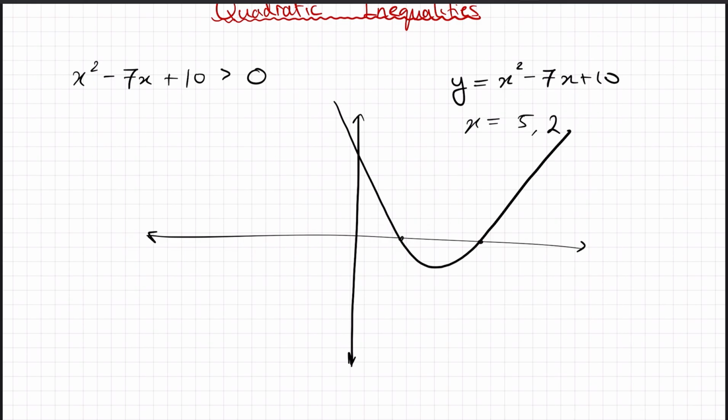And you can see that's clearly in this part over there, and this part over there. So all of the curve excluding this part down here. And it wants the x values which cause this. So we need to find these values. Obviously, we've just found them. We know that's 2 and that's 5.